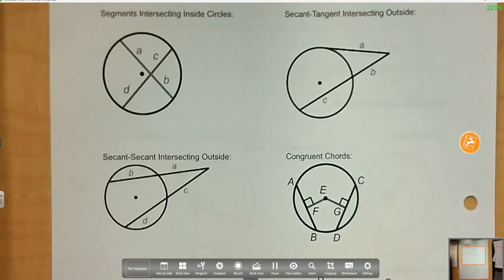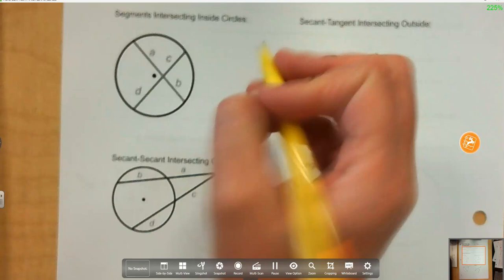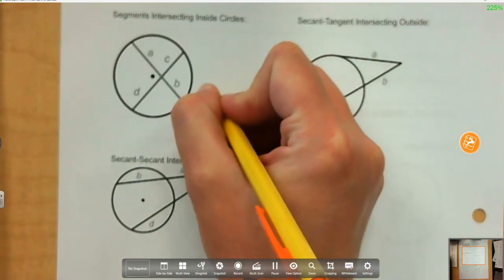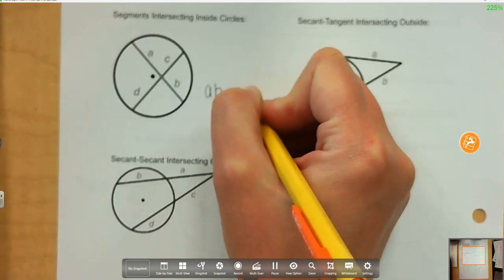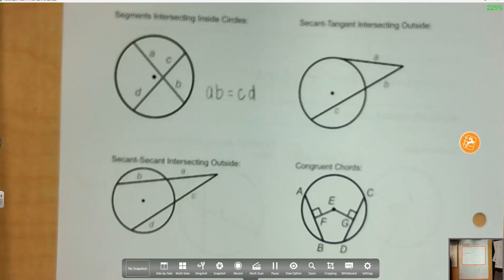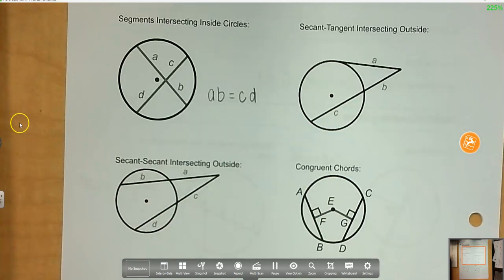All right, so the things that we got here today. For segments intersecting inside circles, you're going to have A times B equals C times D.